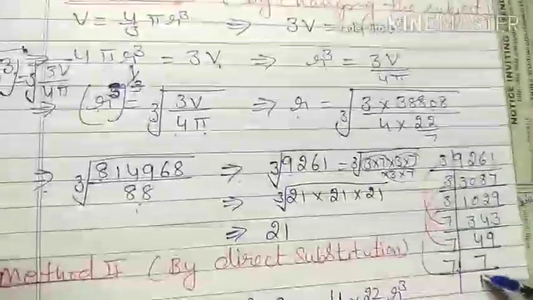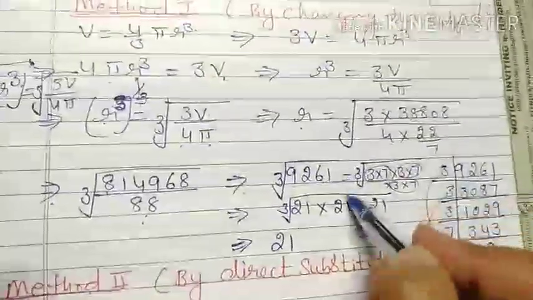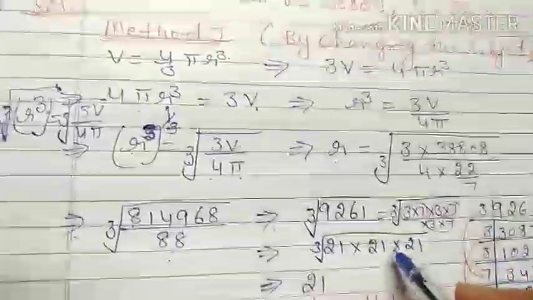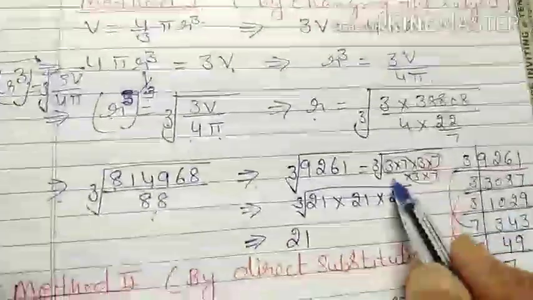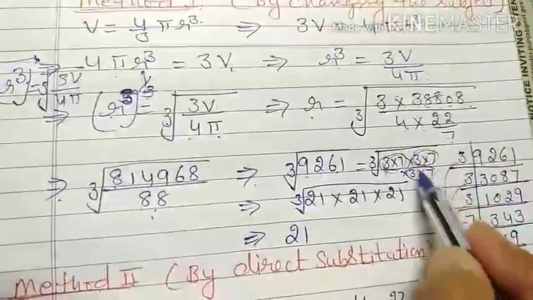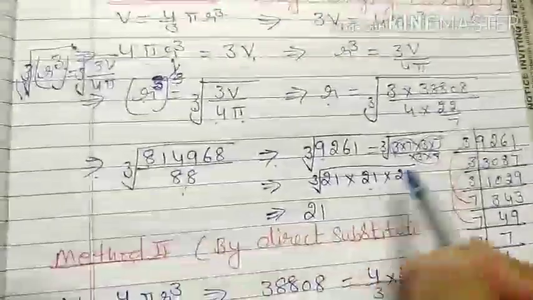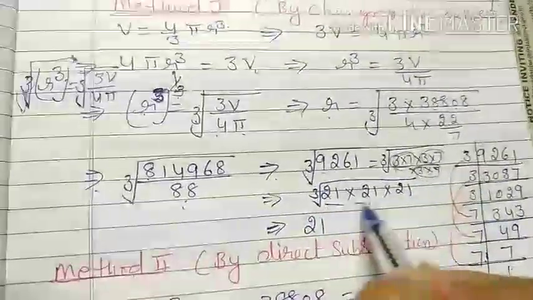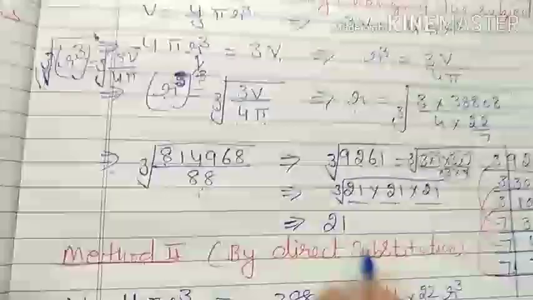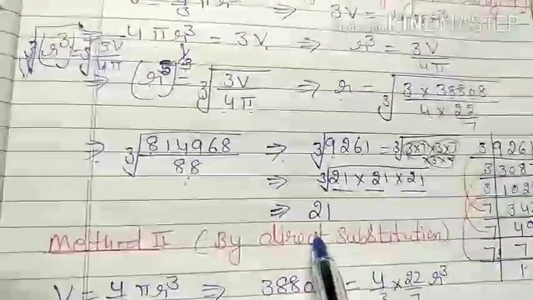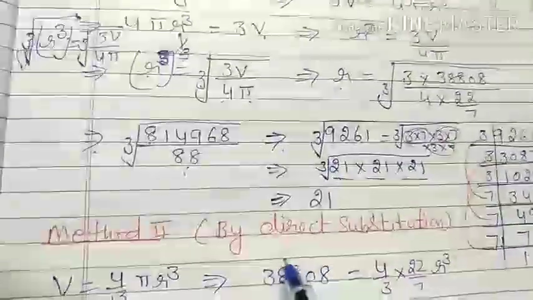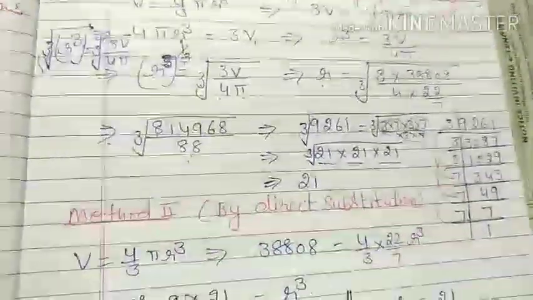Now you have to go with prime factorization to find the cube root. I already told you how to find the cube root of a number. You go with the prime factorization and make the groups. Here there are 3 groups of 21, so the cube root is cancelled, because I got 3 groups, and 21 comes outside the cube root. So your answer is 21.